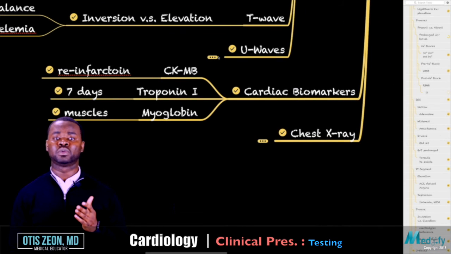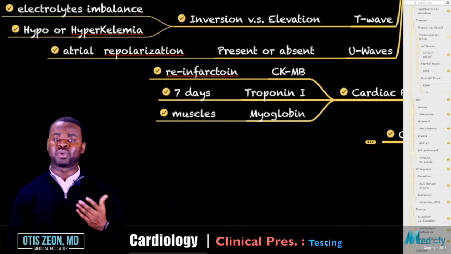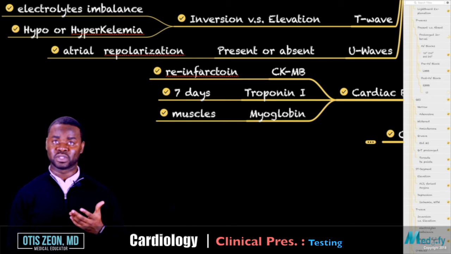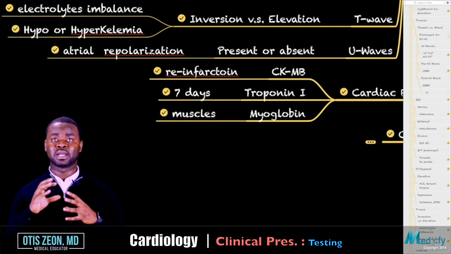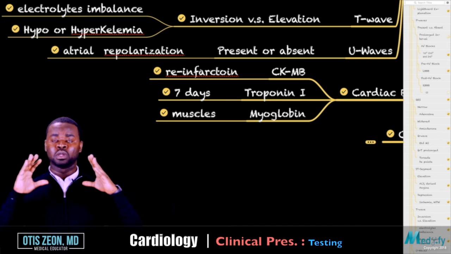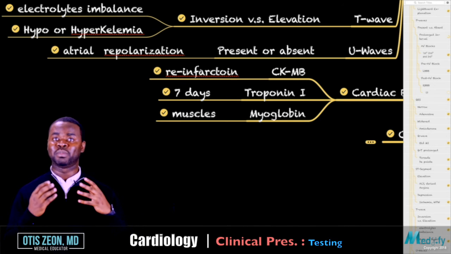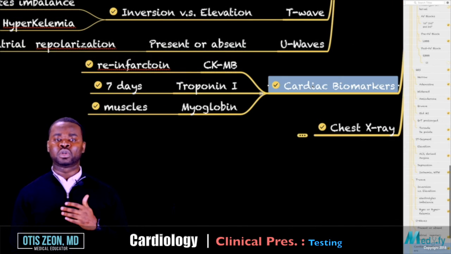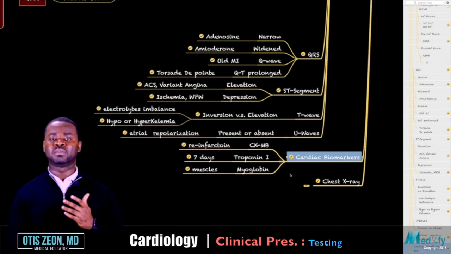The U wave essentially has to do with the atrium. It can be present or absent and has to do with the atrial repolarization. As you recall, the QRS complex depolarization process may swallow the atrial repolarization process, so you may or may not see that. Then you continue in terms of your testing, you do cardiac biomarkers.